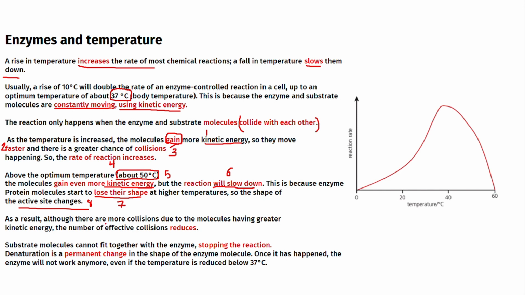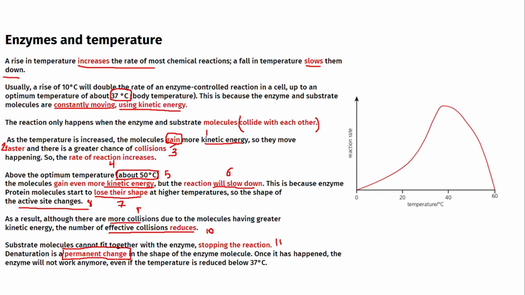So although there are more collisions, here's number nine, due to the molecules having greater kinetic energy, the number of effective collisions would reduce. This is number ten. Substrate molecules cannot fit together with the enzyme, stopping the reaction. That's why I'm going to explain on this graph at the end. Denaturation is a permanent change. This is very important. When temperature increases and bypasses the optimum temperature, we will have a permanent change.